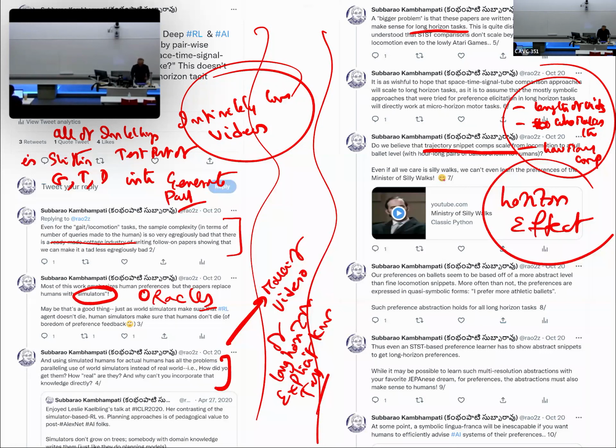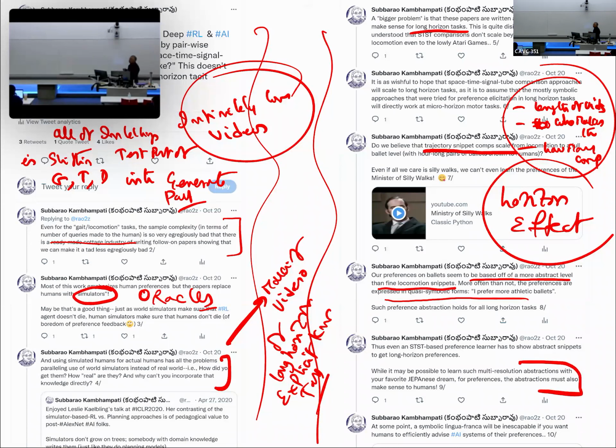Okay. So our preferences for ballets seem to be based on a more abstract level than fine locomotion snippets. More often than not, preferences are expressed in quasi-symbolic forms. I prefer more athletic ballets. I mentioned this last week, that's our thing. Such preference abstraction holds for all long horizon tasks. So it may be possible to learn these.